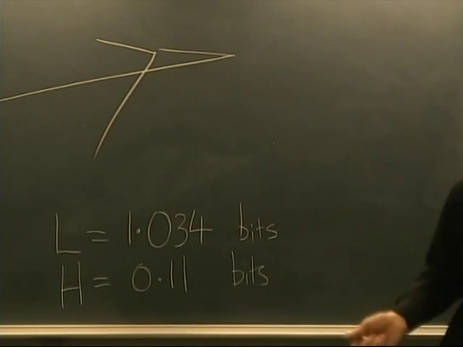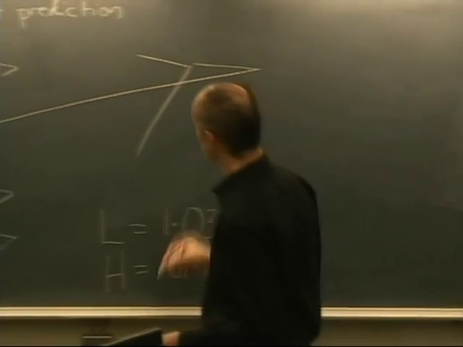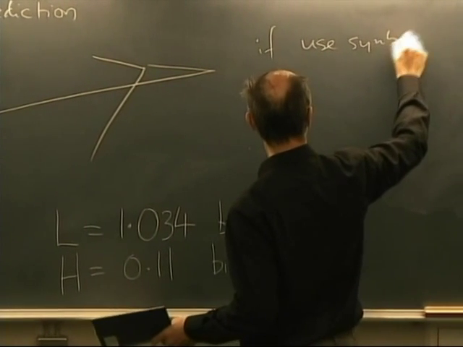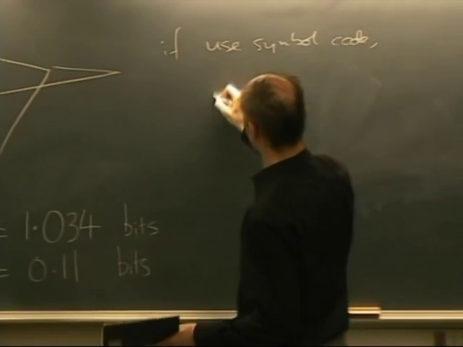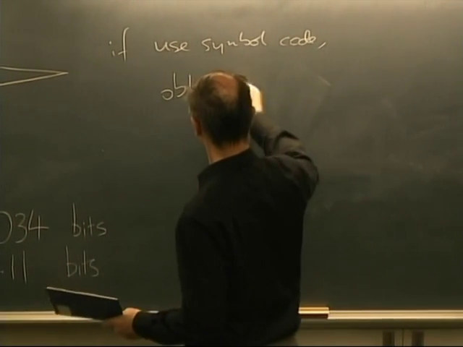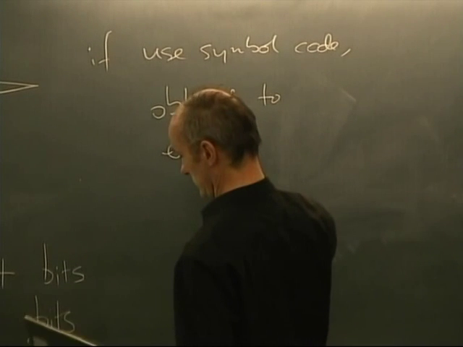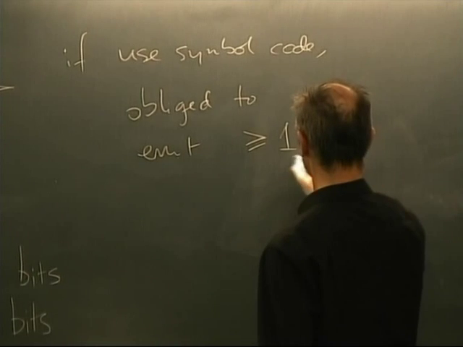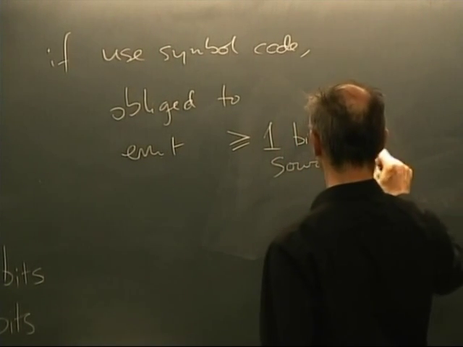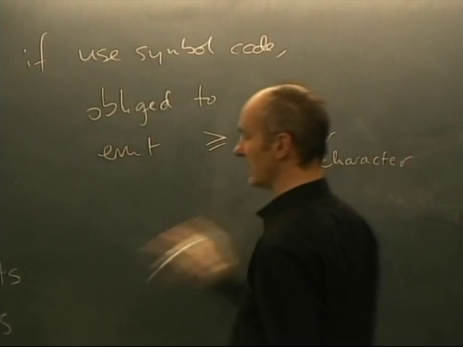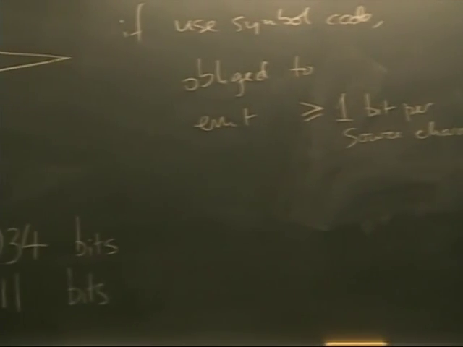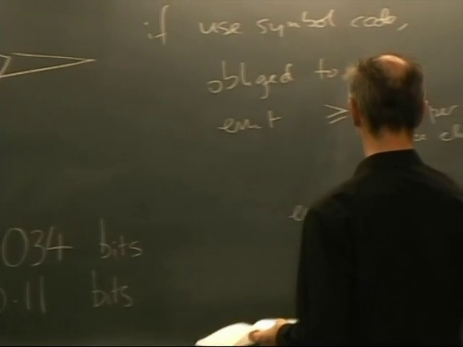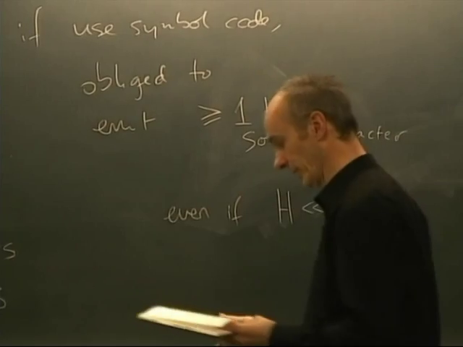So what's the fundamental problem with a symbol code? If you use a symbol code, you're obliged to emit at least one bit per source character. And that's lousy, because the entropy may often be much smaller than one bit per character. So you have to do this, even if the entropy is much smaller than one.